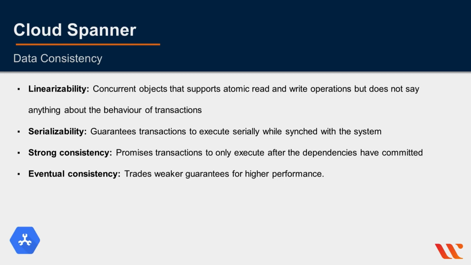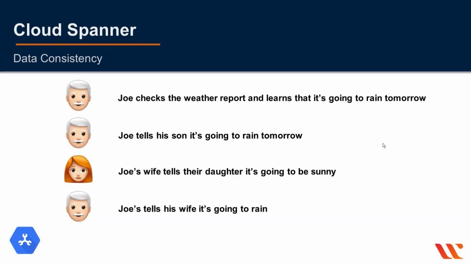Cloud Spanner provides some of this functionality. Cloud Spanner provides something called stale reads, which offers a similar performance benefit of eventual consistency, but without trading for weaker guarantees. Okay, let's take a look at an example of eventual consistency.